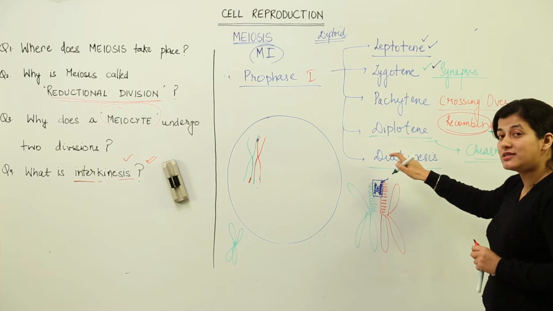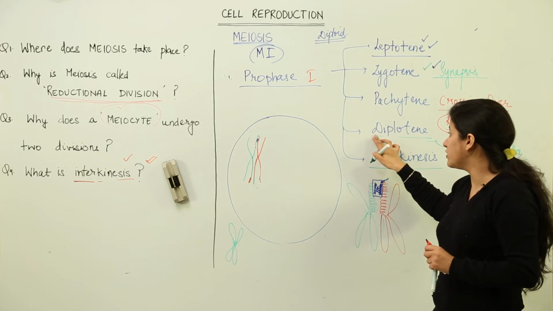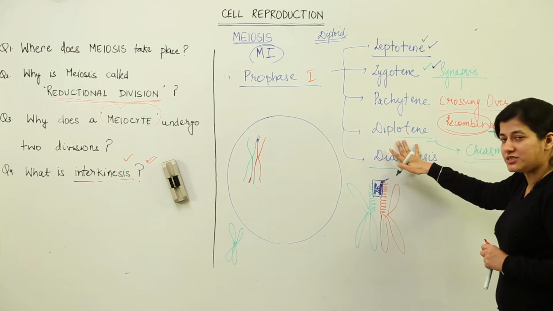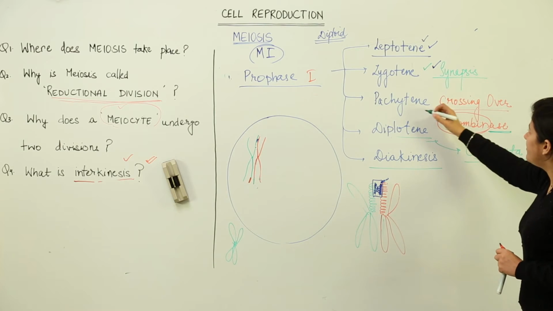Like female oocytes, they are arrested in diplotene stage for almost 10 to 13 years, till the females attain the age of puberty. Alright, then we have zygotene.